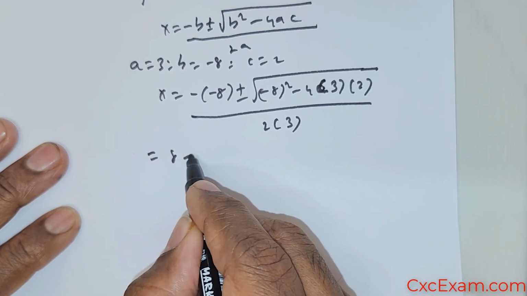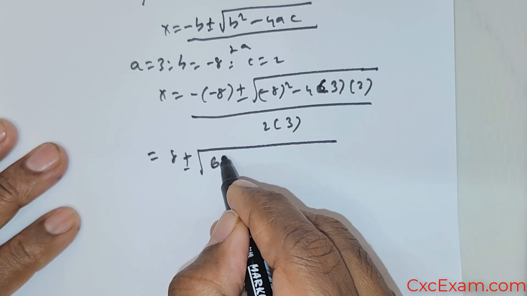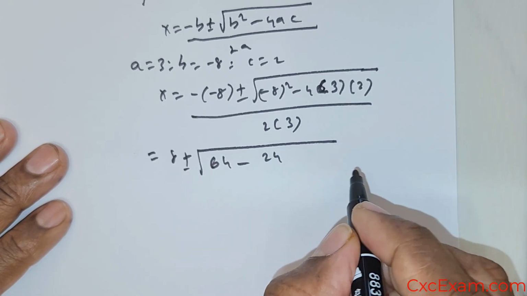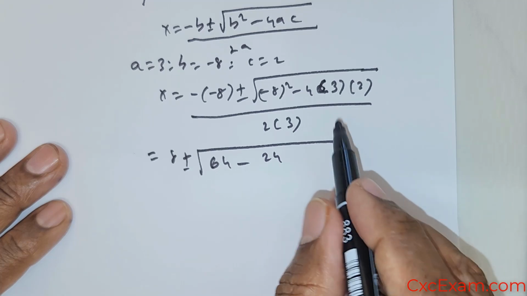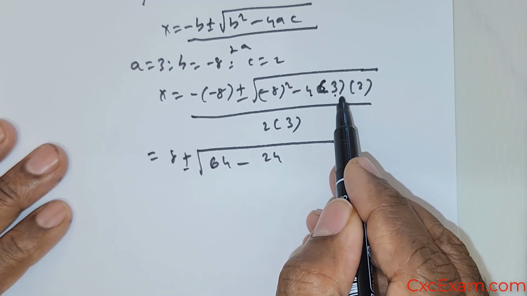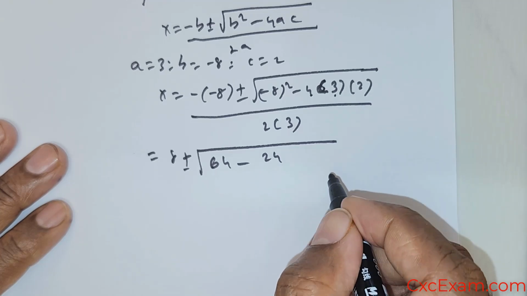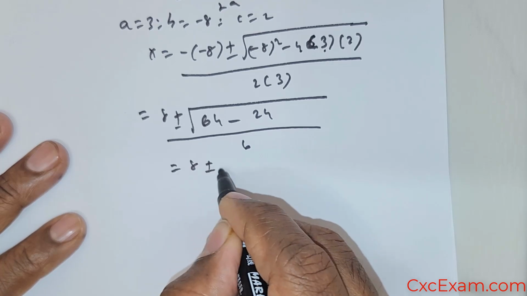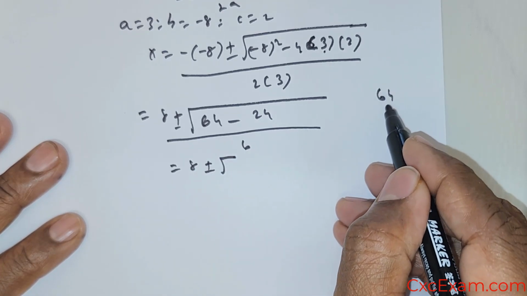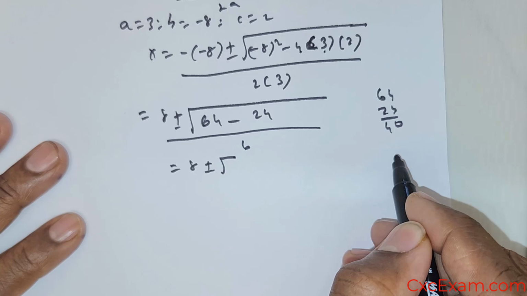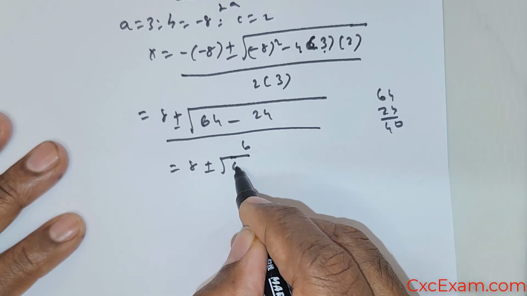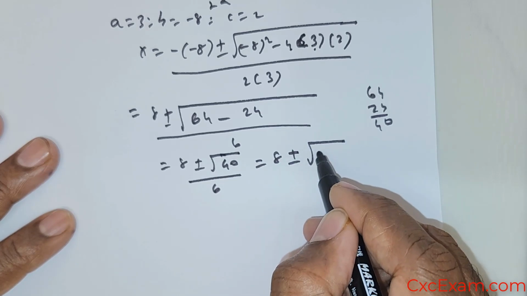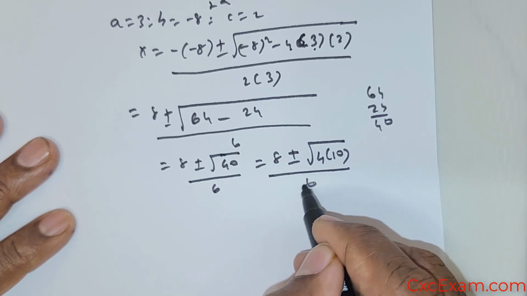This is rewritten as 8 plus or minus square root of 8 squared is 64, 4 times 3 is 12, 12 into 2 is 24. Right, 4 times 3 is 12, 12 times 2 is 24, divided by 2 times 3 is 6. So you have 8 plus or minus, from 64 you take away 24, so what do you get? You get 40. 40 divided by 6, I'm going to write this as 8 plus or minus square root of 4 times of 10 divided by 6.